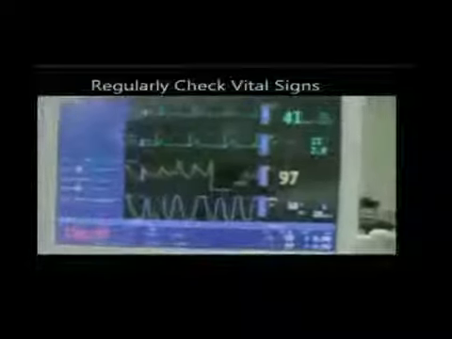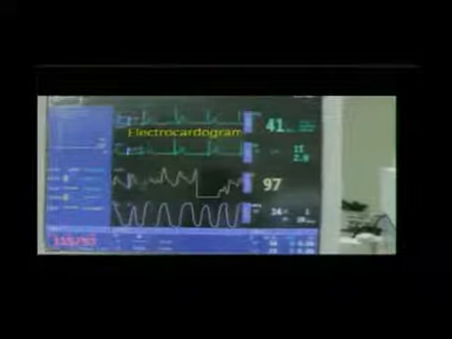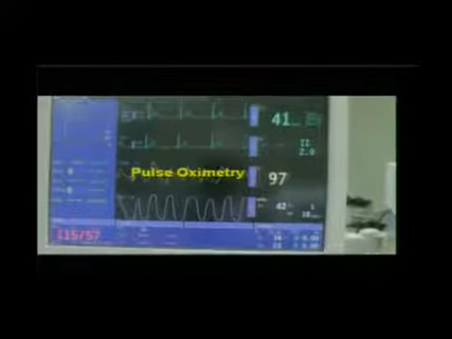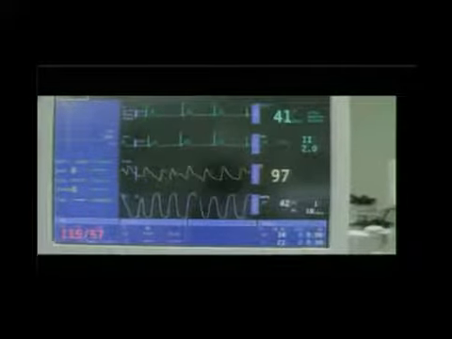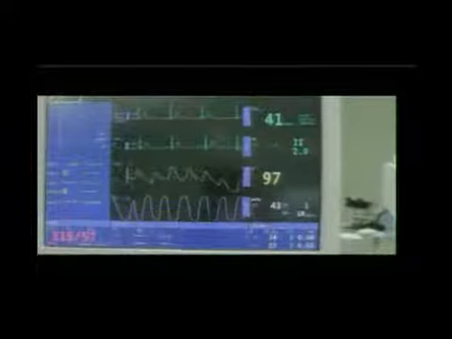Sedated, and he then checks the vital signs. Here's the electrocardiogram up here, the EKG waveform. This is the pulse oximetry shown here. And finally, this nice regular pattern here is the capnometry. That's the carbon dioxide.